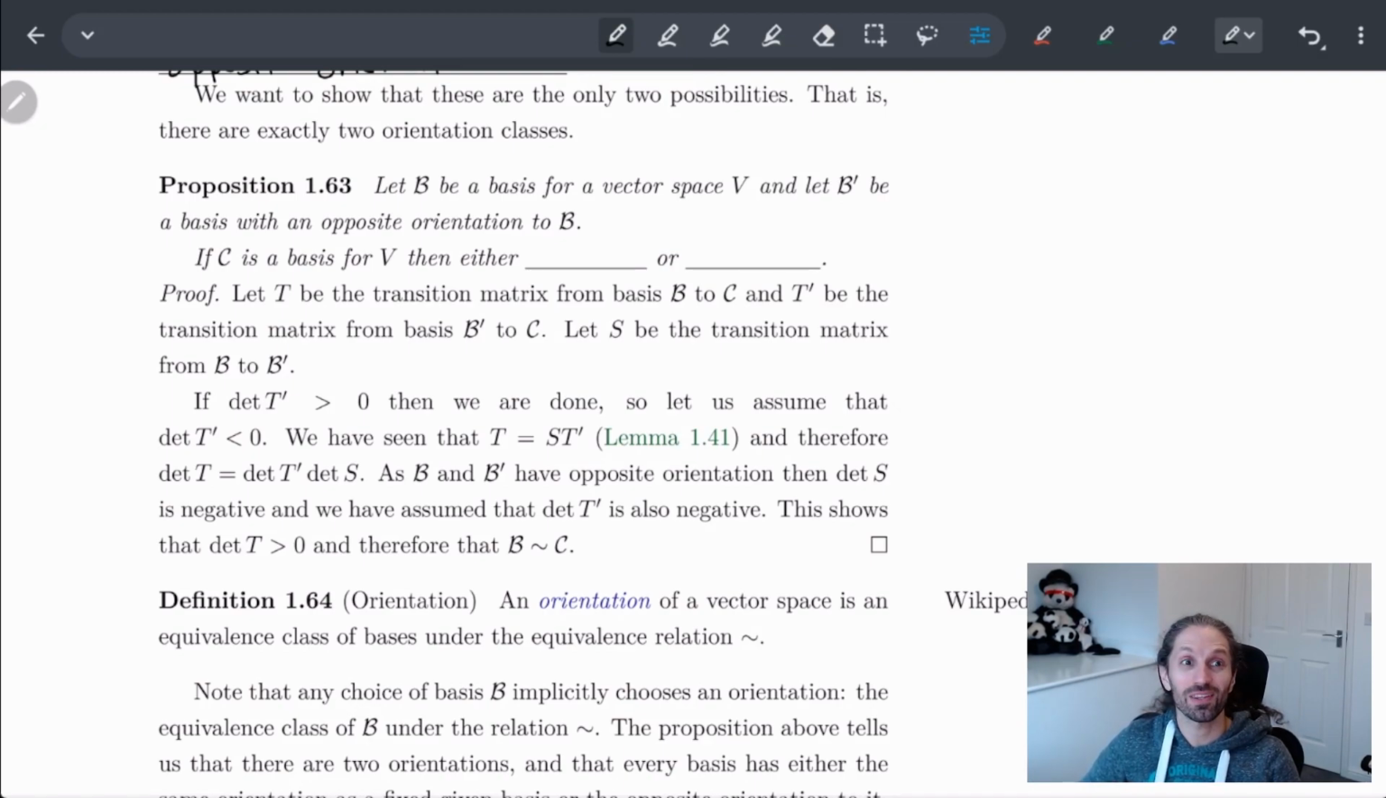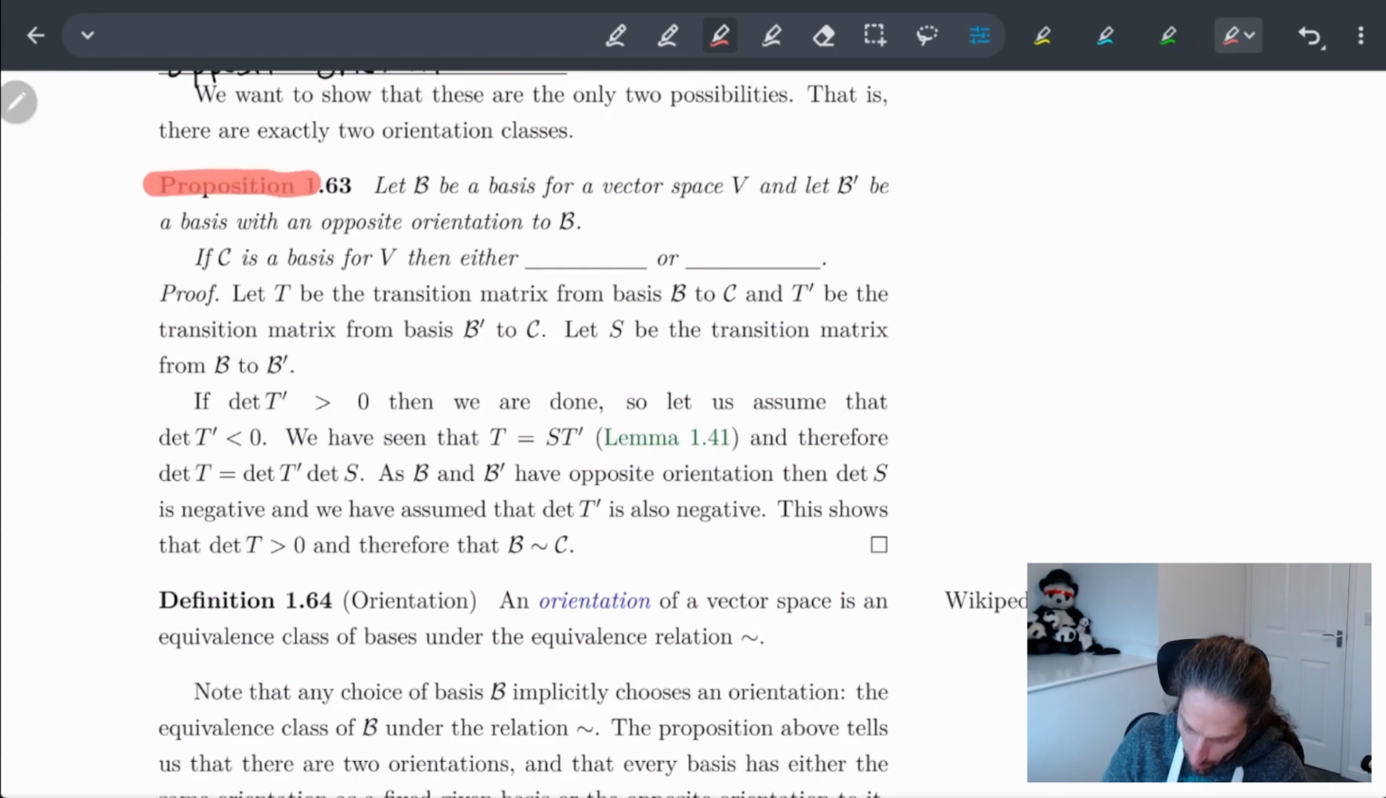Hiya! So in this video, we're going to be looking at oriented vector spaces, kind of how to give some orientation to a vector space. But first, what we're going to be looking at is showing that there are exactly only two orientations. In other words, we're going to show that the two orientations we have seen, the same orientation and the opposite orientation, are really the only two orientations that exist. So let's start off with that.